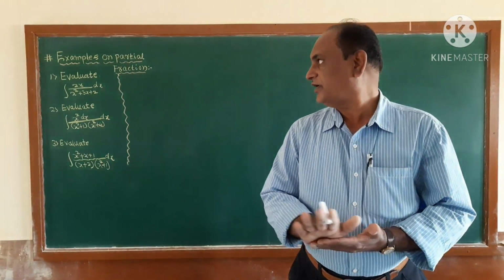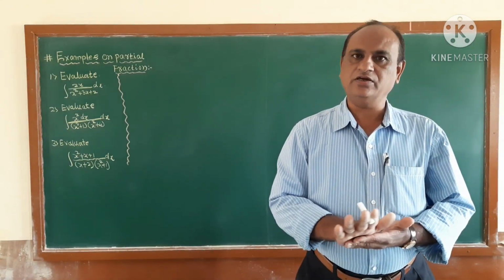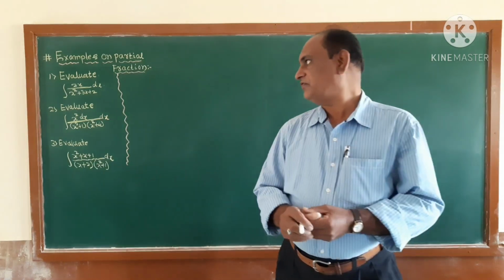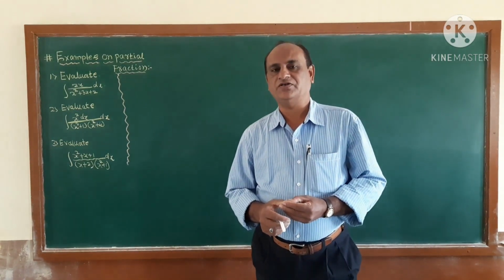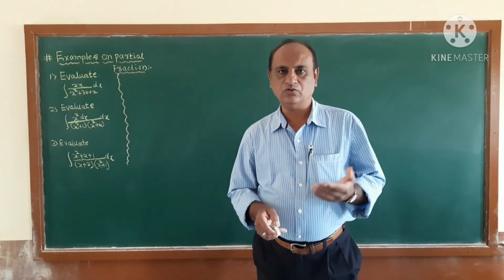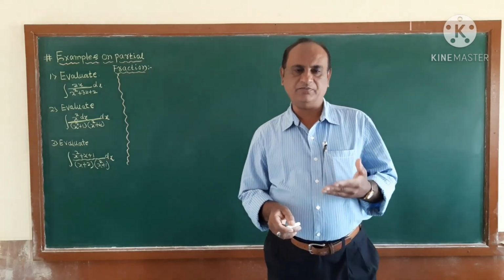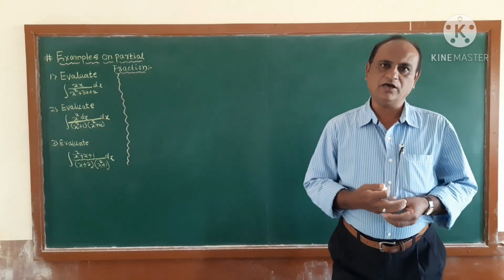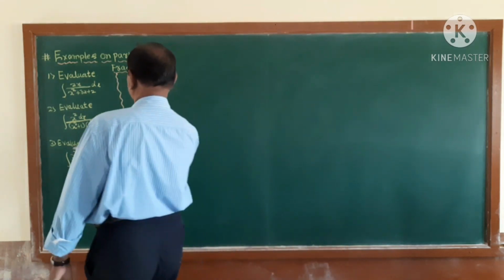The degree of the numerator p(x) is less than the degree of q(x), therefore it is a proper fraction. If it is a proper fraction, identify which type of working rule number 1 to 5 it is, and then apply that rule. Okay, so first, the solution for the first example.